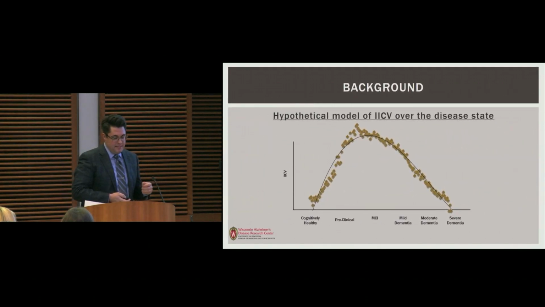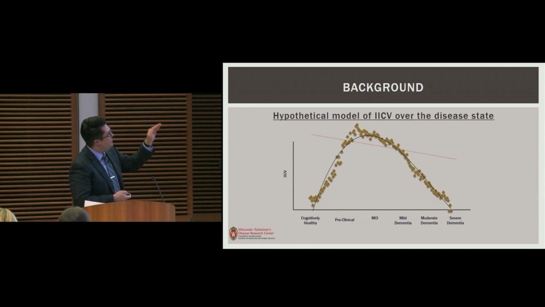Another reason we might be seeing this, I want to bring back this hypothetical model of IICV. I added this line that's supposed to represent hippocampal volume decrease over time. Depending on which part of the disease process a participant is in, if they are having a decrease in hippocampal volume and their IICV is on the downward trend because they're becoming more impaired, that might be another reason why we see this weak positive correlation.